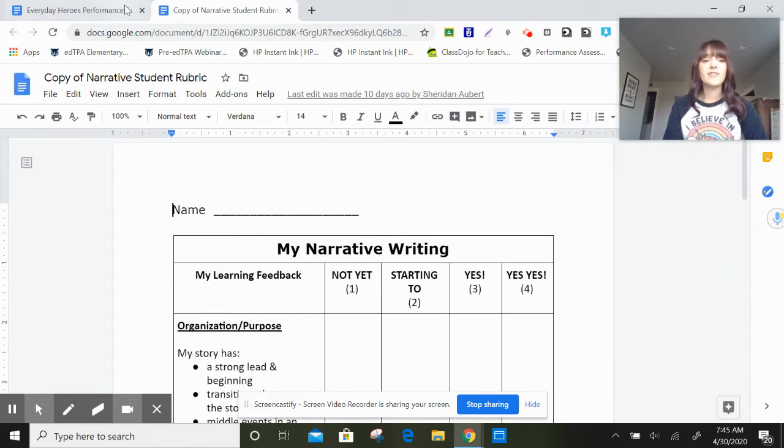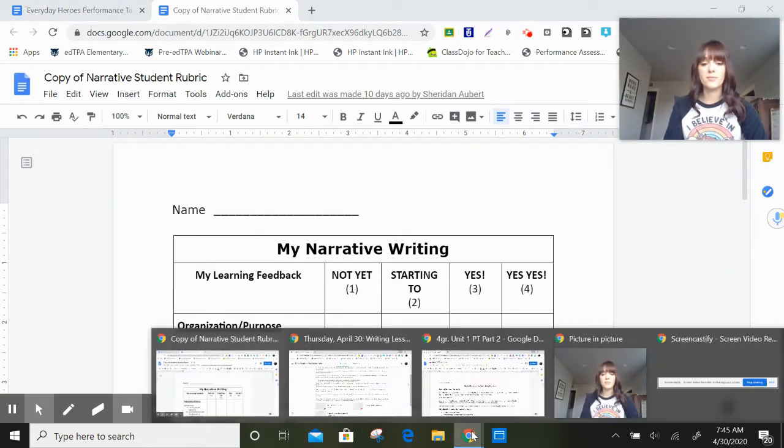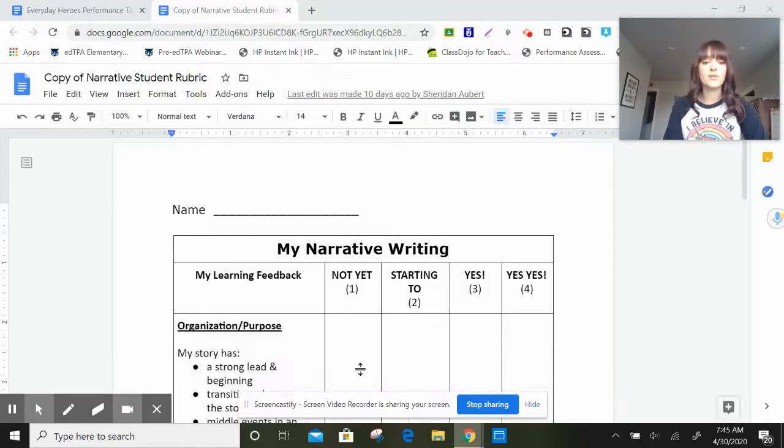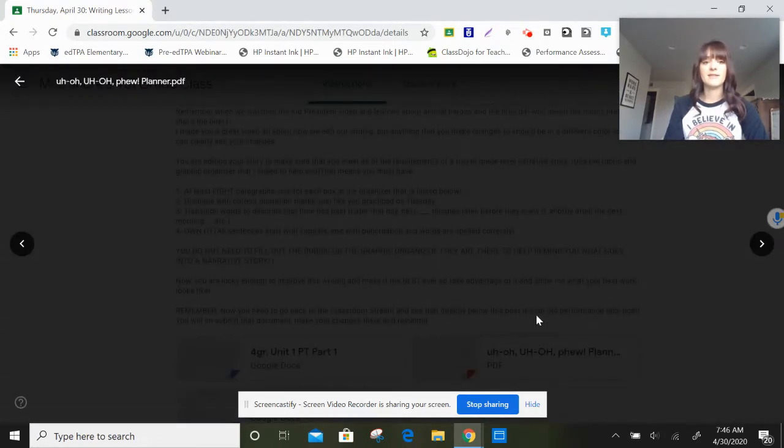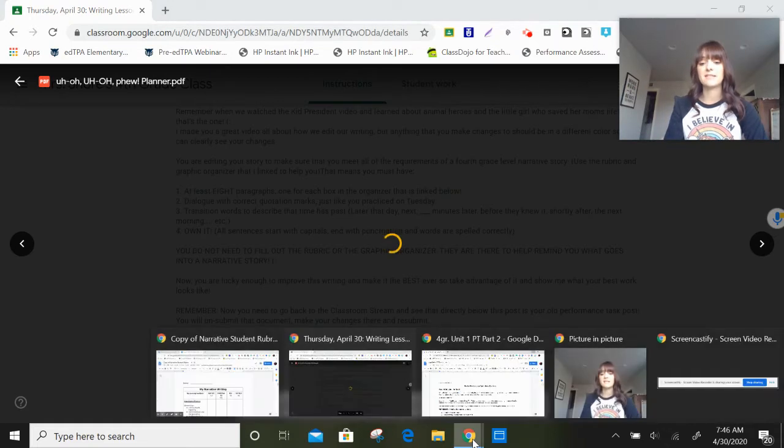So the other thing we're going to be going over today is the graphic organizer. A lot of you have used this graphic organizer lots of times before. So we're going to make sure that our essay also has all the elements of this graphic organizer. So we're going to come back to that as well.